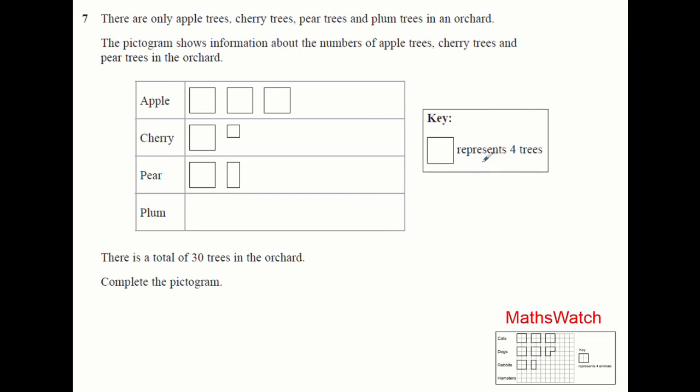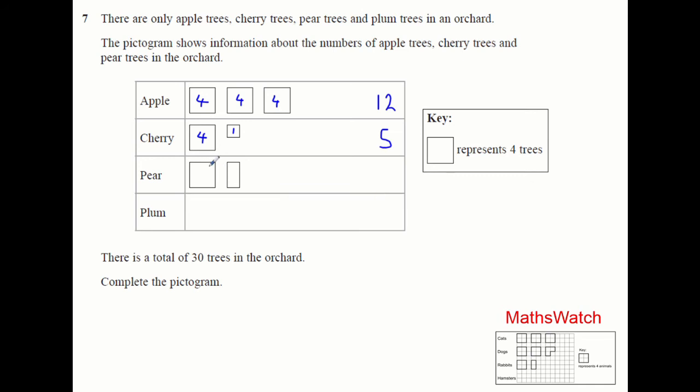So we're going to use the key to determine how many apple, cherry and pear trees this orchard has. So if a full square represents 4 trees, that means that each of these for apple are worth 4 trees, which means the total number of apple trees is going to be 12. For cherry, we have a full square that's representing 4. Now this smaller block is 1/4 of the larger block, which means if a large block is worth 4 trees, a quarter of that will be just 1 tree. So there will be a total of 5 cherry trees.